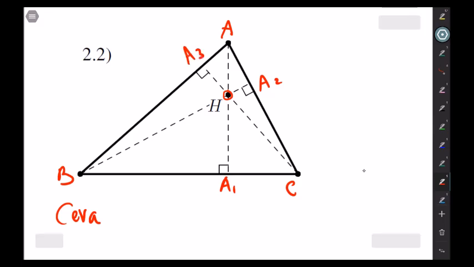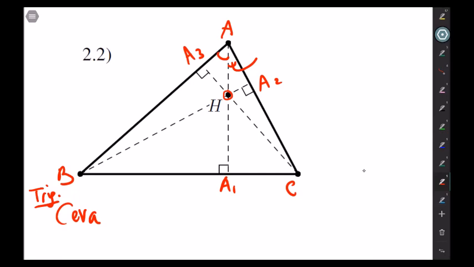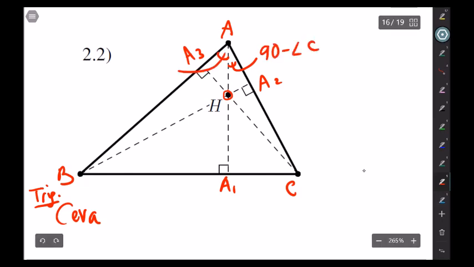So Ceva has also another version, right? Trigonometric Ceva, trig Ceva. In the case of trig Ceva, instead of comparing the ratio of this to this, you just compare the sine of this angle to the sine of this angle. But then suddenly this is extremely useful. Why? Because we already know the measurement of these angles. For instance, what does this angle measure? Yes, that's 90 minus C. And similarly, this one is 90 minus B.